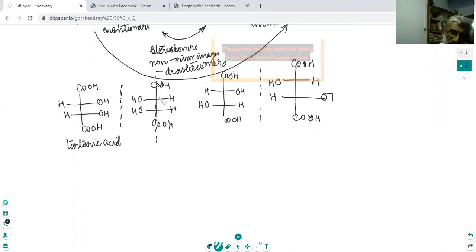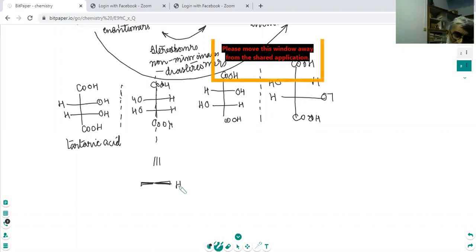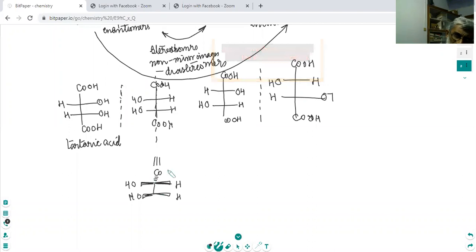For that purpose, you have to draw the actual structure of this first. What is the actual structure? Let me draw the actual structure. This is the one. Horizontal bonds are pointing towards you. Here also OH. Here H. This is pointing away from you. COOH and COOH.